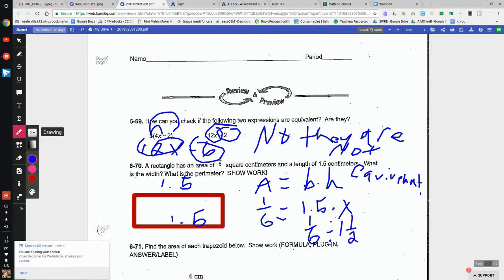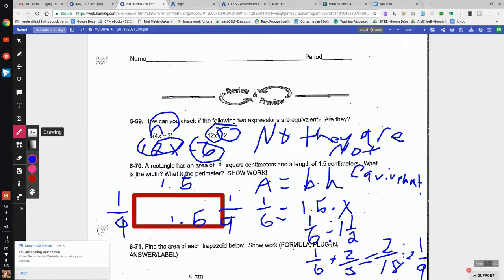So again, when we divide, we need to keep, change, flip. So I'm going to keep that 1/6. I'm going to multiply it by the opposite of 1.5, which is 3/2, which is 2/3. And I get 2/18. And if I simplify that, divide both by 2, I get 1/9. So 1/9 times 1.5 is 1/6. So now I know I have 1/9 right here. And I have 1/9 right here.